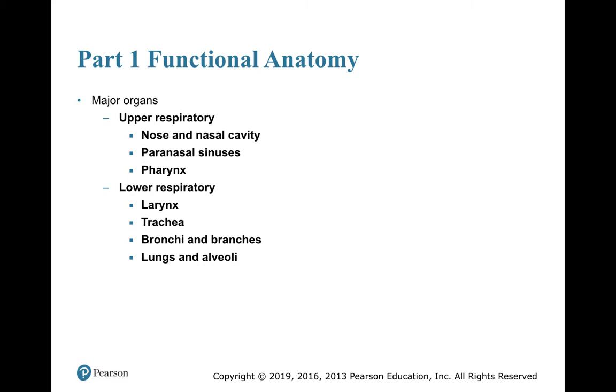So the major organs, if we look at functional anatomy, we're going to look in the upper respiratory system at the nose, the nasal cavity, the only part of the respiratory system that we can actually visualize without cutting into someone, the paranasal sinuses, the pharynx. And then in the lower respiratory system, we'll look at the larynx, trachea, bronchi, and then in the third section, we're going to look at the lungs and alveoli on their own. So plan to cover up through bronchi and branches in this particular video.